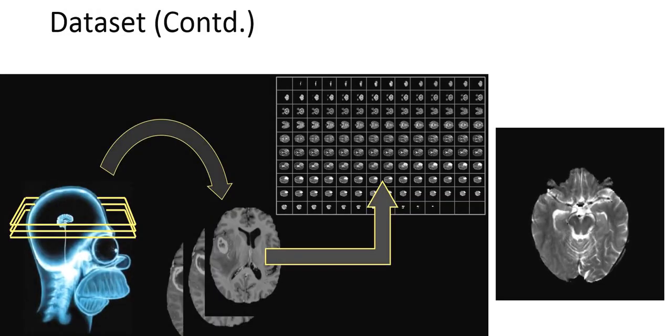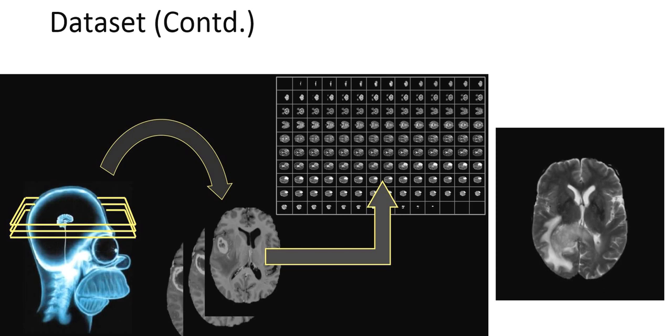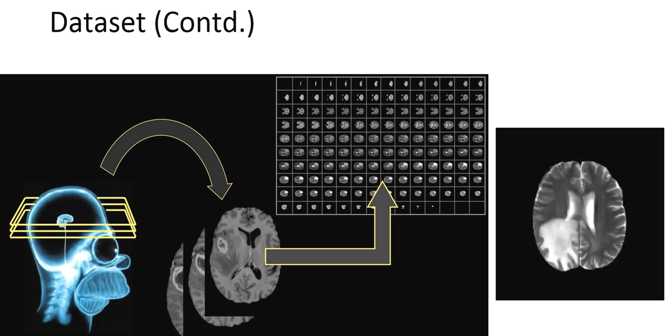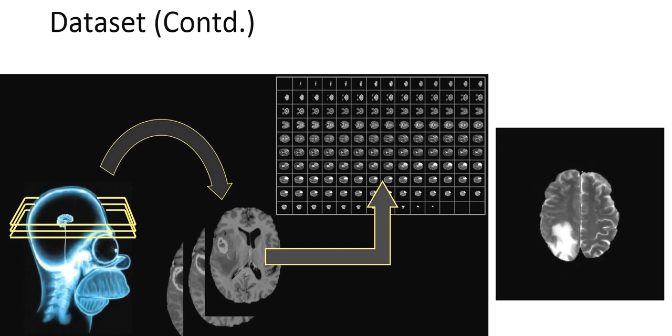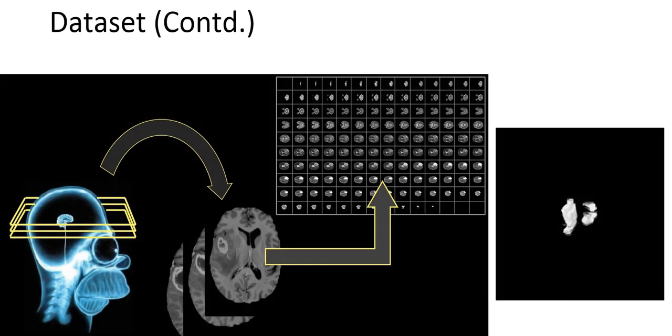So the MRI scan is nothing but a 3D image of the brain. The 3D image is nothing but a stack of 155 2D images stacked upon one another so as to form the 3D perspective.